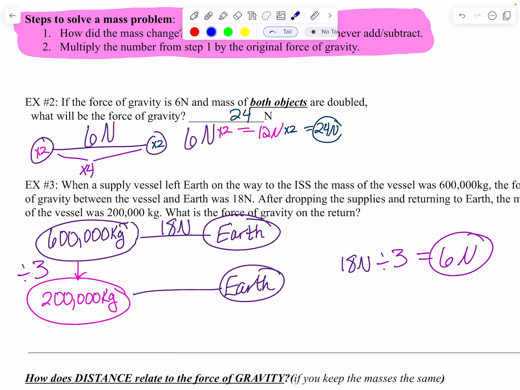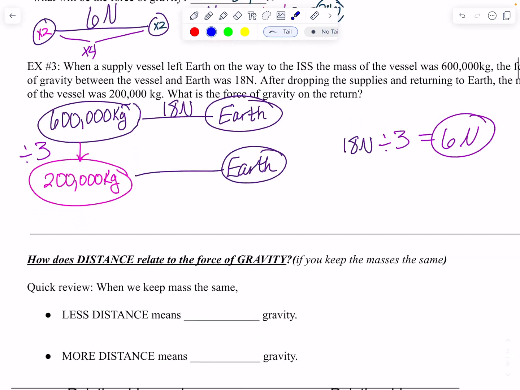The second thing I'm looking for is, did it do what I expected it to do? So if my mass went up, did my gravity go up? Or if my mass went down, did my gravity go down? In this case, my mass went down because I dropped off some supplies. So I should get a number that's less than 18 newtons, and 6 N is less than 18. So because it was friendly and it did what I expected, I can be pretty sure I got this one correct. So you're always looking for those two things on a gravity problem.